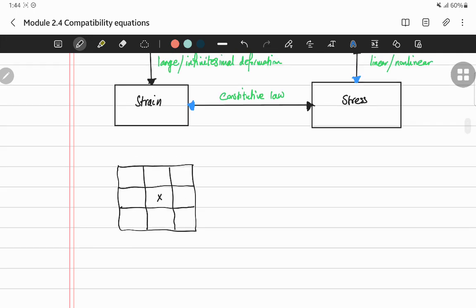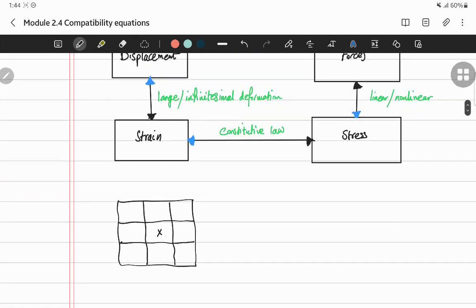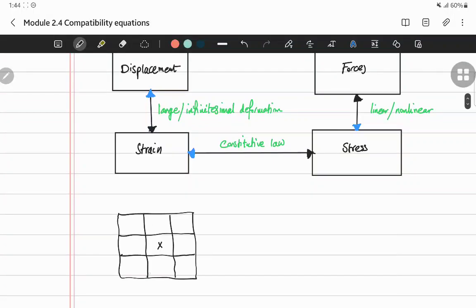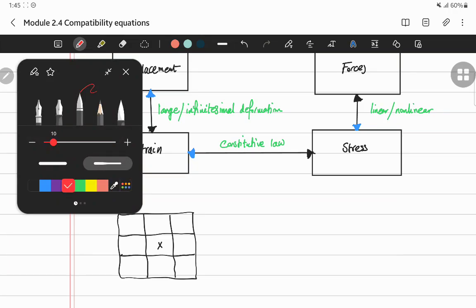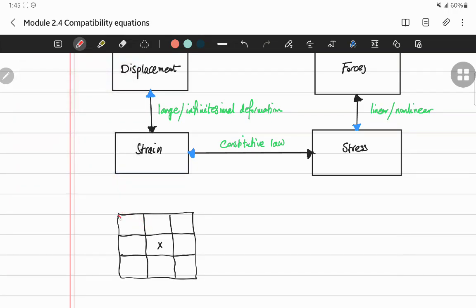So when we have the displacement field, we know that it is continuous, so it is of course differentiable. We get the strains, then we get the stress, then we get the forces. This is the first approach. And for example, your deformed shape could be something like this.